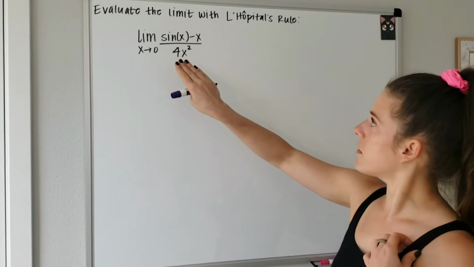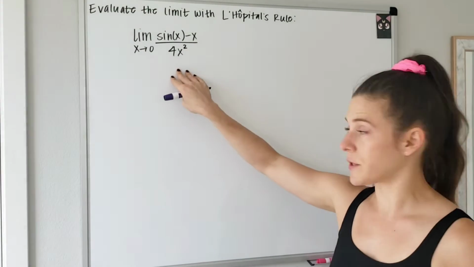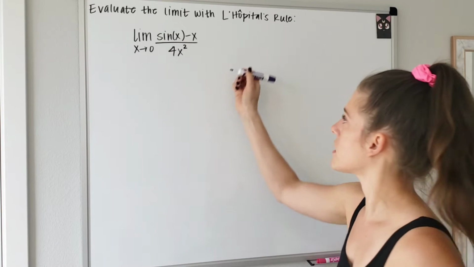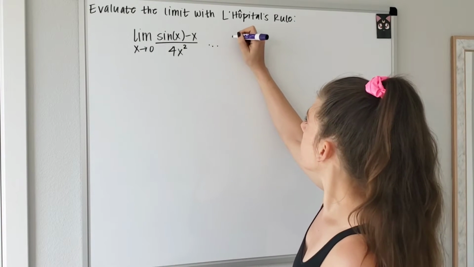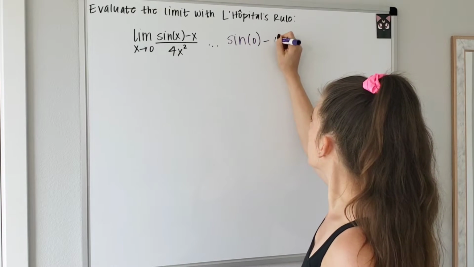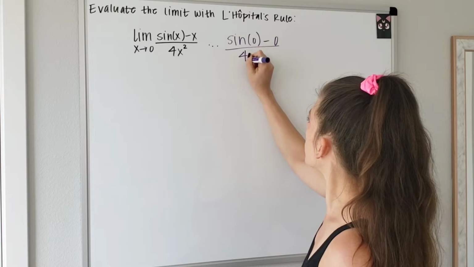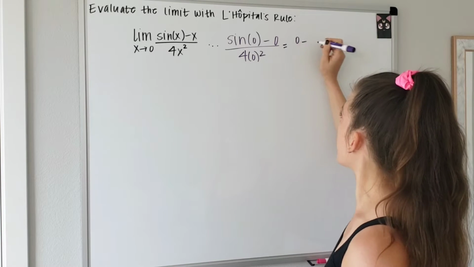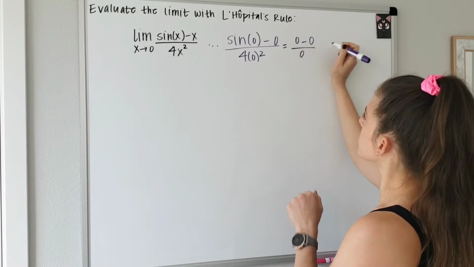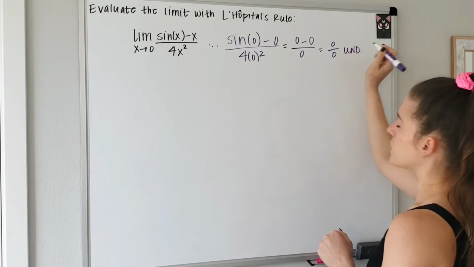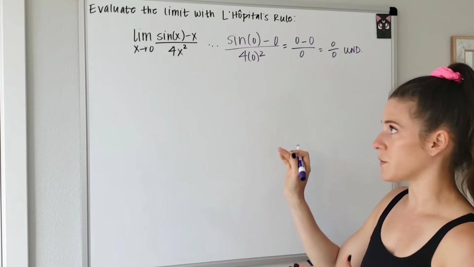Okay, so we're going to evaluate this limit using L'Hopital's rule. What happens if we just plug in 0 for wherever there's x? Doing that here, we see sine of 0 minus 0 all over 4 times 0 squared. That's going to equal sine of 0, which is 0, minus 0 over 0. That's giving us something that's undefined. So yeah, we need to use L'Hopital's rule here.